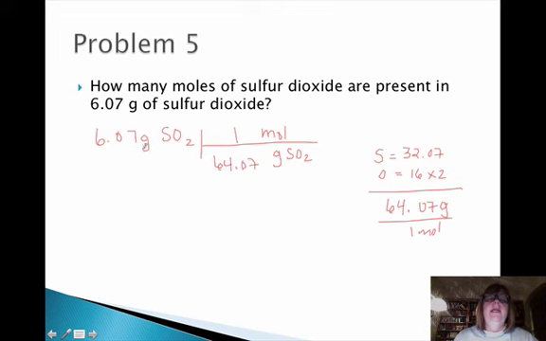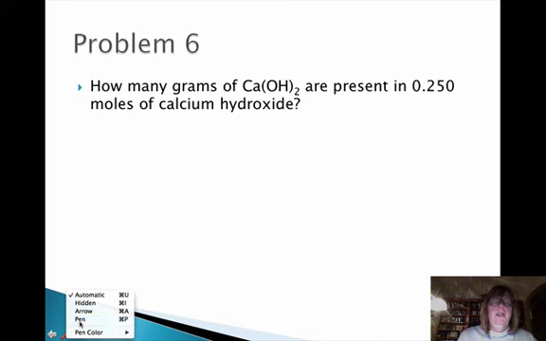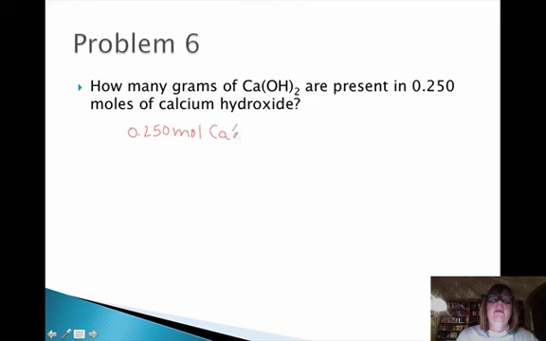So what do we do? We take the number that was given, 6.07 grams, divide by 64.07, and we get 0.0947 moles of sulfur dioxide. Again, we had grams, we divided by the molar mass. And last but not least, here we have calcium hydroxide. Here's what we want to do. Start with what's given. The process is the same for all of these. Moles of calcium hydroxide; calcium is +2, hydroxide is -1.